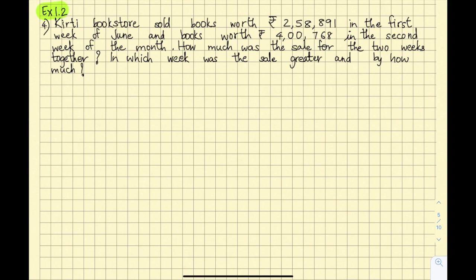This is also a very simple sum. Here in the question what they say is the sales of the bookstore for 2 weeks are given, the first week sale and the second week sale. They are asking how much was the sale for the 2 weeks together. So here when they are asking together, it means they are asking us to find out the total, that is the sum or the addition. And then there is one more question. We come to the next question later. Let's start. So we'll write first week sale.